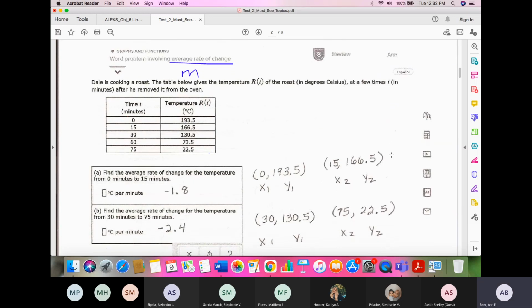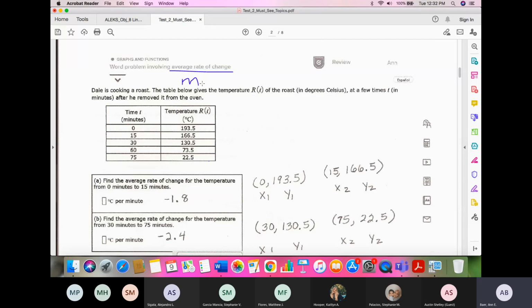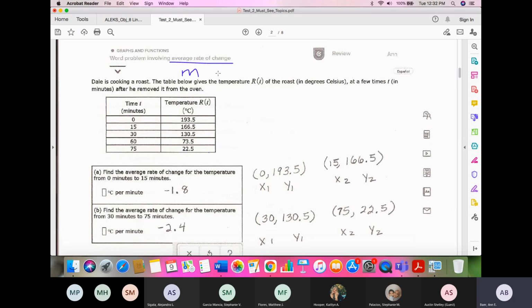Let's take a look at this particular topic. Word problem involving average rate of change. Average rate of change is the slope. Rate of change is the slope, and whenever we say rate of change in college algebra, we mean average rate of change. So this is a slope problem only, not an equation of a line problem.